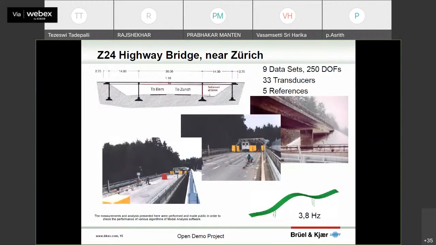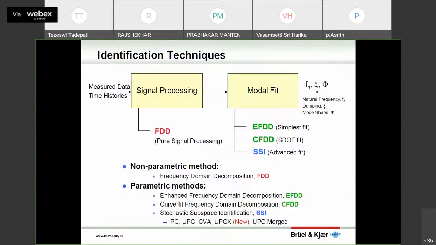So this, for example, on a grid with 33 transducers and 5 references, where operational model analysis is calculated to check the algorithms. You have a signal processing, you have the model fit, and then you have different ranging from very simple signal processing like frequency domain decomposition to advanced techniques like advanced EFDT, curve fitting, stochastic identification, UPC merge. All of these finally give you the natural frequency, the damping, and the mode shape. These are all mathematical equations.